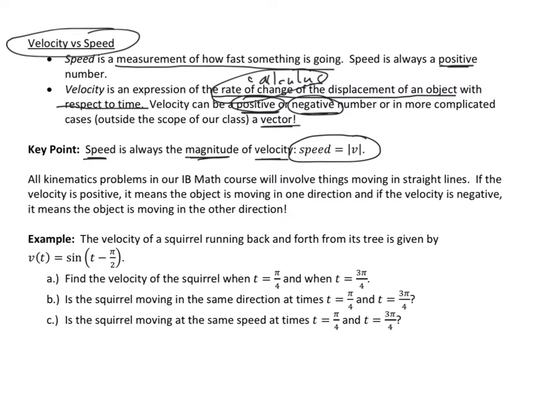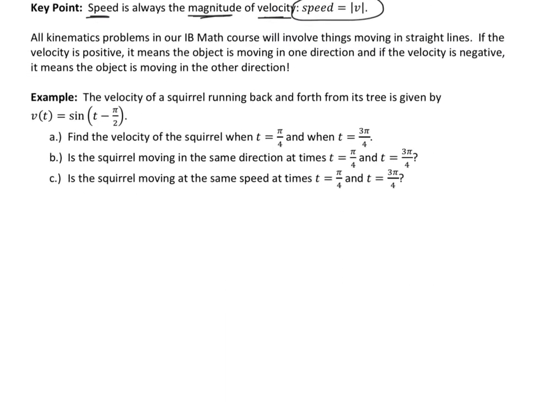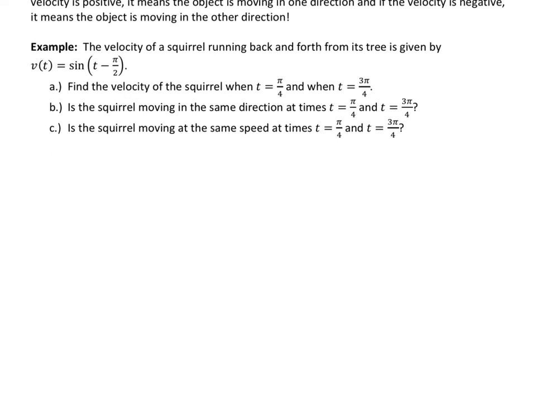Okay. So I want to look at a simple example here, and I forced it to be simple, right? Because I'm going to have this thing moving in a straight line. So this example, the velocity of a squirrel running back and forth from its tree. Let's just pretend for a minute that a squirrel would run back and forth in a straight line and not in some kind of crazy wild pattern. Although actually, I suppose if you weren't bothering them, I imagine they'd be fairly efficient. But anyway, the squirrel's running back and forth from its tree, right?